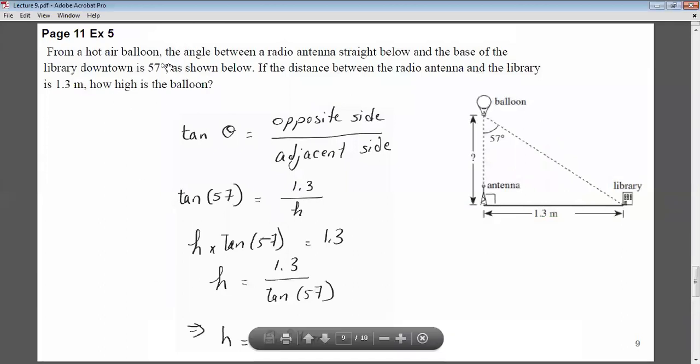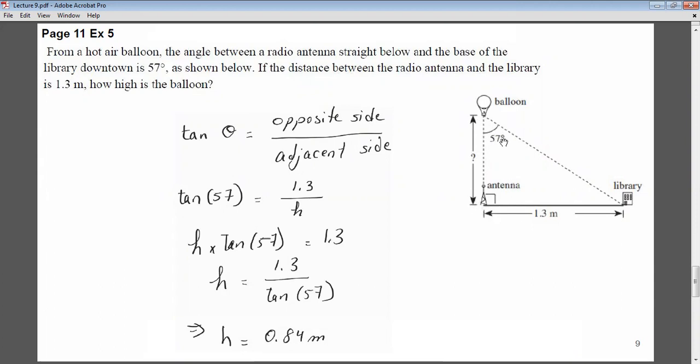From a hot air balloon, the angle between a radio antenna straight below and the base of the library downtown is 57. If the distance between the radio and the library is 1.3, how high is the balloon? Don't worry about all the English here, just look at the picture. You have the angle 57, you have this side 1.3, and you need to get this side.